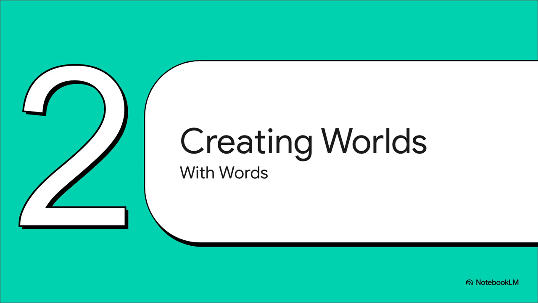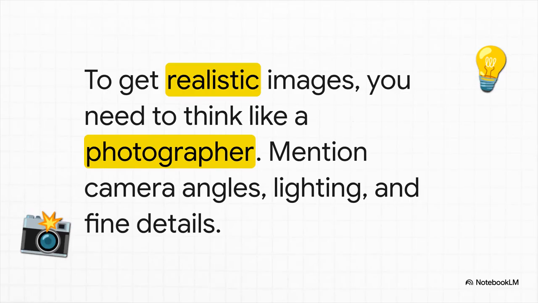All right, let's get to the fun part, creating worlds with words. We're starting with the most common way people use these tools, turning a pure text idea into a stunning image. This is where you get to be the world builder, painting a picture for the AI using nothing but language. Okay, so let's say you're going for something that looks like a real photograph. The trick is you have to start thinking like a photographer. It's not enough to just say what's in the picture. You have to describe how the picture was taken. What's the lighting like? What's the camera angle? What's the mood you're trying to capture?